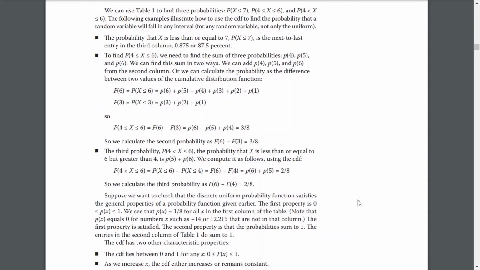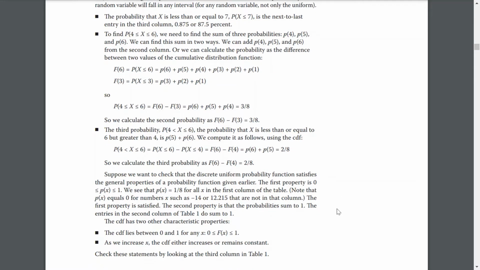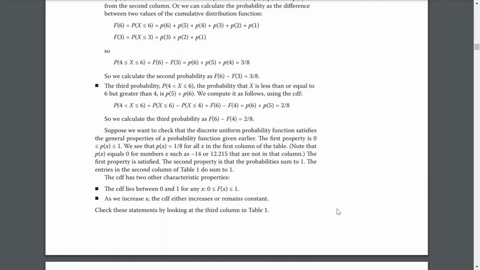So we could do that. We can calculate the probability as F(6) minus F(3), which is given by 3 divided by 8. That is the probability between 4 and 6. So this is quite intuitive. There isn't much to say about it here.